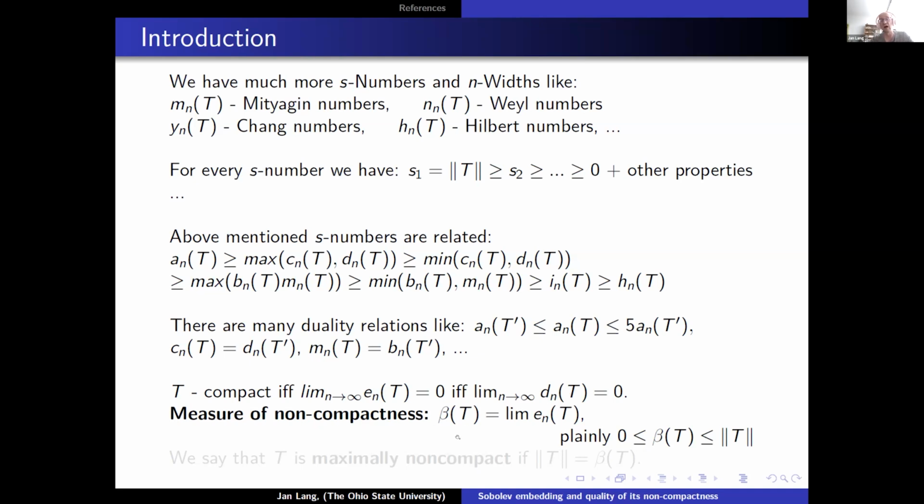Now, since those entropy numbers behave in some sense like those s-numbers, the first entropy number is always equal to the norm of our operator and then they decrease. Then it's obvious that beta T, the limit of those entropy numbers, the measure of non-compactness, must always be a non-negative number between 0 and the norm of our operator T. And I'm going to say that an operator is maximally non-compact if the norm of that operator is equal to the limit of the entropy numbers. What does it mean? An operator is maximally non-compact if, when I want to cover the image of the unit ball by sets slightly smaller than the diameter of that image, I will need an infinite number of such balls. That is maximally non-compact.